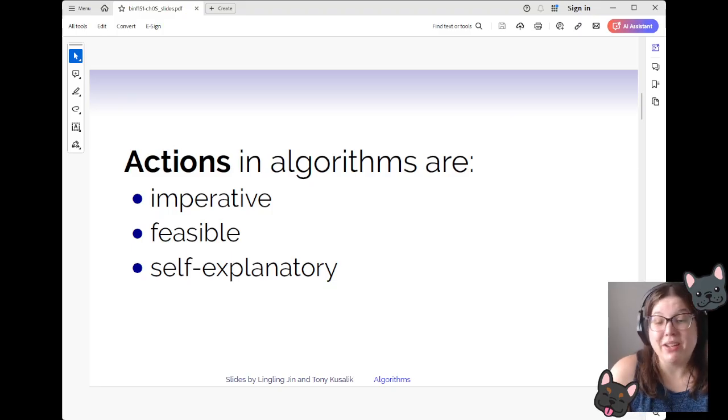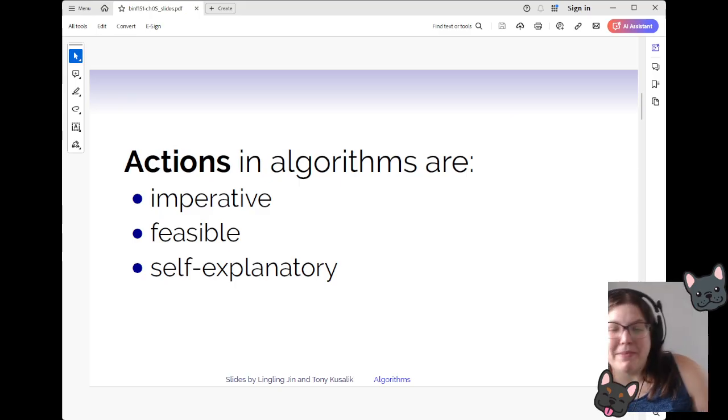It also has to be feasible. So the intended recipient of the algorithm needs to be able to do it. This can mean different things depending on who that recipient is. If the recipient is a human, like it would be for, say, a recipe or maybe a Lego kit, it would have to be feasible actions or commands for a human to do. If it's for a computer, it needs to be feasible actions or commands for a computer to do. We can't tell the computer to go to the kitchen, at least not yet.